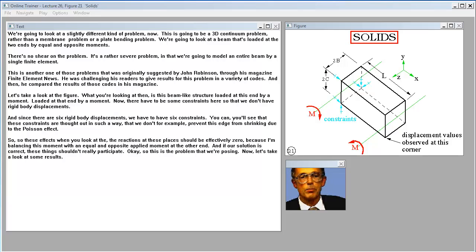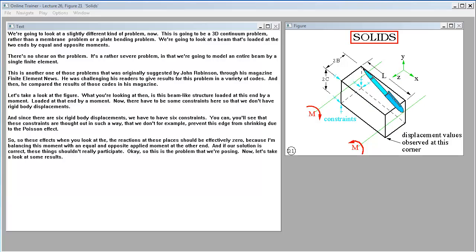This is another one of those problems that was originally suggested by John Robinson through his magazine Finite Element News. He was challenging his readers to give results for this problem in a variety of codes, and then he compared the results of those codes in his magazine. Let's take a look at the figure.